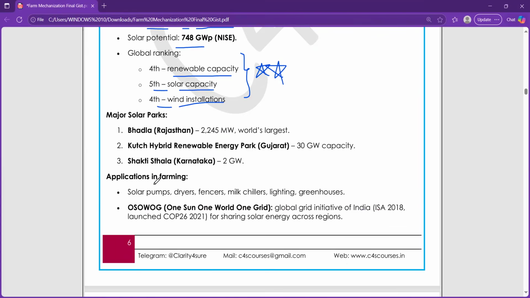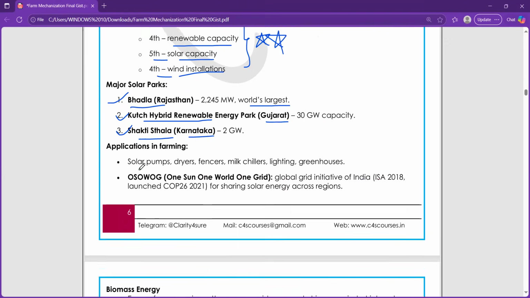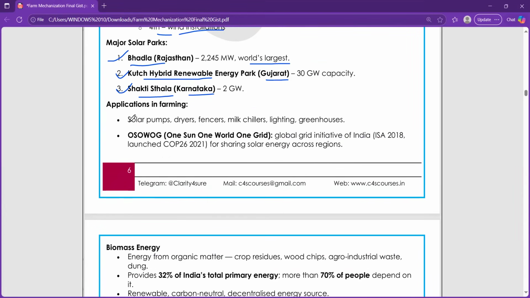Let's see what the major solar parks are. First, we have Bhadla in Rajasthan, the world's largest. Then we have the Kutch Hybrid Renewable Energy Park in Gujarat, and Shakti Sthala in Karnataka. So these three are very important. Just have a glance over them. Then let's see the applications of solar energy. Solar pumps, dryers, fences, milk chillers, lighting, and greenhouses are all areas where solar energy has very prominent or potential usage.